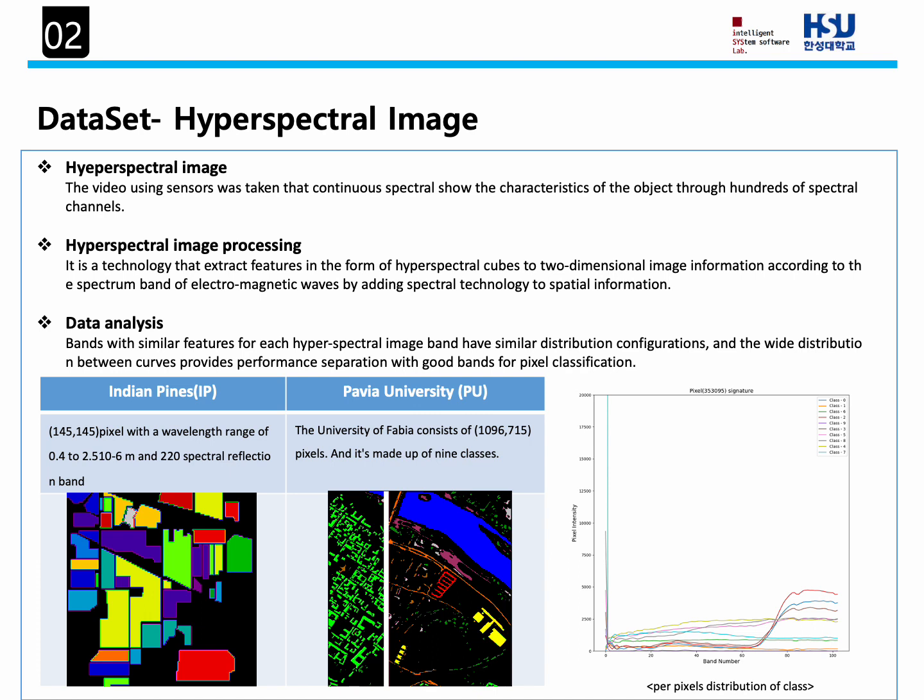Data analysis. Bands with a similar factor for each hyperspectral image band have similar distribution configuration, and a wide distribution between curves provides performance separation with good bands for pixel classification.